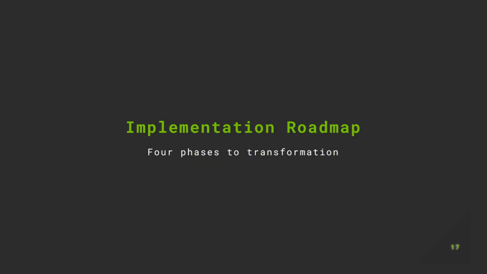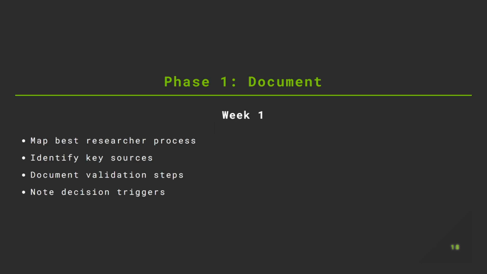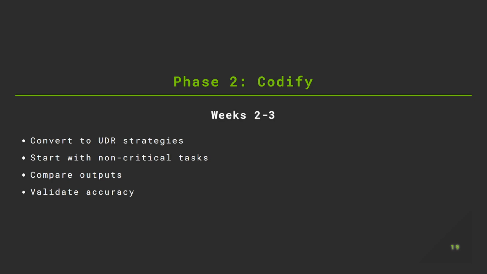Alright, let's get practical. Here's exactly how you implement this. Week 1, get the best researchers in the room. Have them map out exactly what they do. What do they check first? How do they verify information? What makes them dig deeper? Document everything. Take those processes, convert them into UDR strategies. Start small, pick something non-critical, run it parallel to your current process, and compare the outputs.